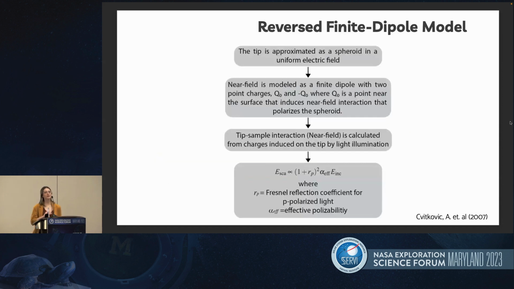But the main difference between these three models is the shape that we approximate the tip. So for the reverse finite dipole model, we approximate the tip as a spheroid, but for the conformal mapping method, we would estimate it as a cone. And for the generalized spectral model, we would approximate the tip as a prolate spheroid.